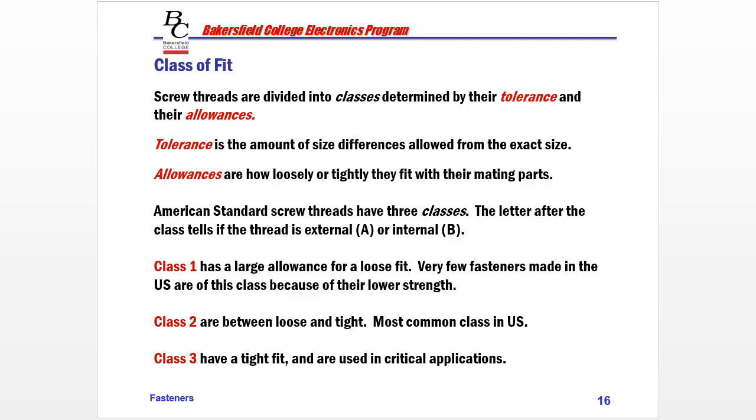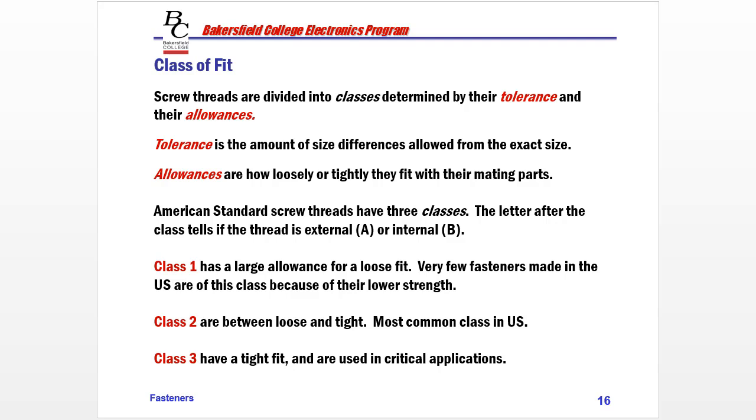American standard screw threads have 3 classes and then have a letter after the class. Let's look at the 3 classes. Class 1 has a large allowance for a loose fit, so very few fasteners are made with this class because they just don't have the strength because of the loose fitting allowance. Class 2 are between loose and tight, and they're the most common in the United States. Class 3 have a tight fit, and they're used in critical applications such as aerospace. They're harder to make because the tolerance is so much tighter. So we have to have a lot higher quality control to make a Class 3 fastener than a Class 2.